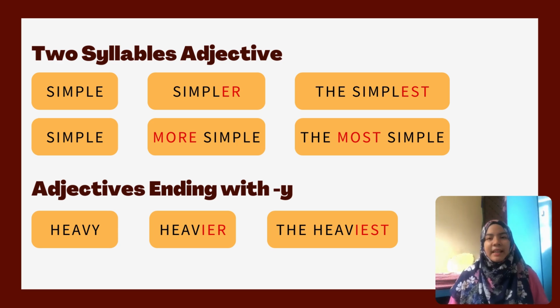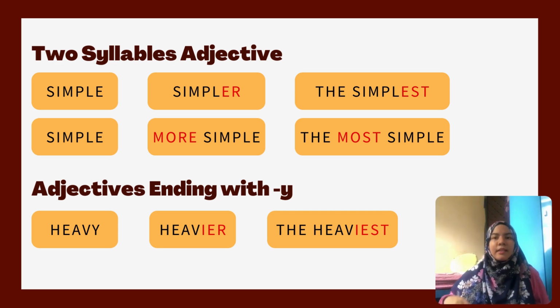For two-syllable adjectives, comparatives can be formed either by adding er or by preceding the adjective with more, meaning that we add more before the adjective. Meanwhile, superlatives can be formed either by adding est or by preceding the adjective with most. Let's see the example here. We have simple. For the comparative, we can have simpler or more simple. For the superlative, we can have the simplest or the most simple.